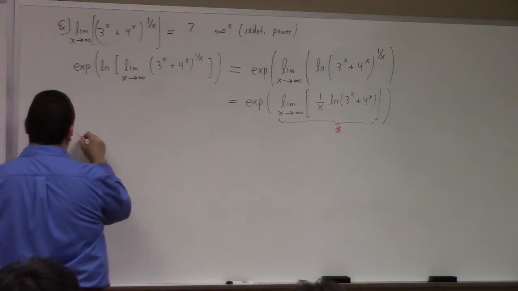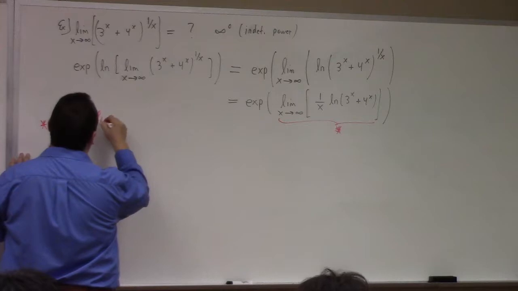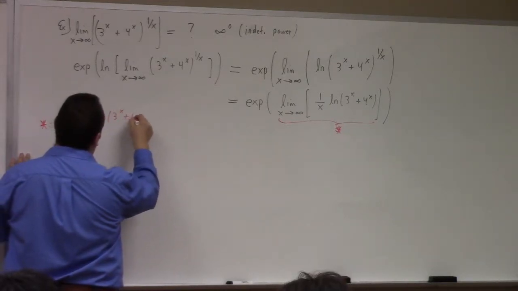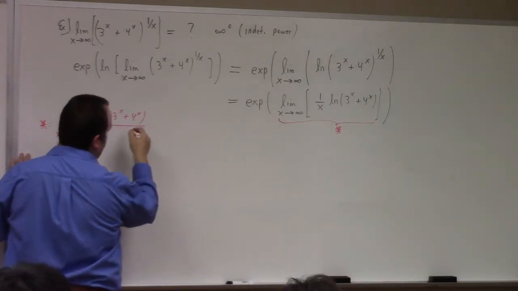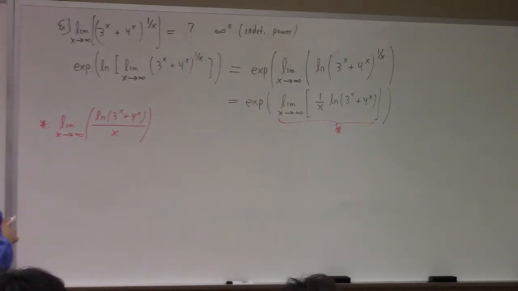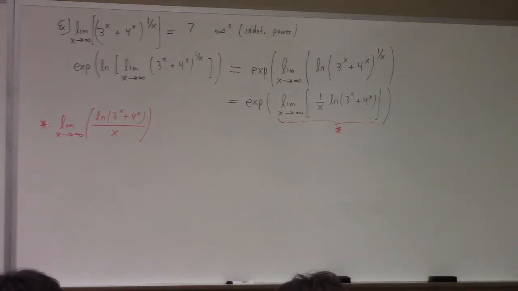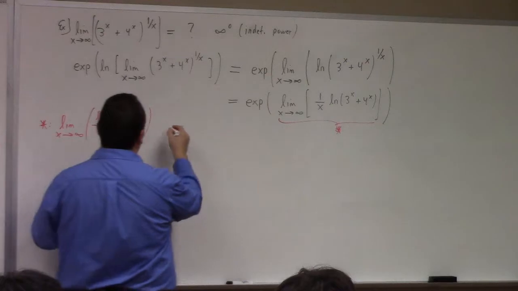Limit as x goes to infinity of log of 3 to the x plus 4 to the x, divided by x. Hey, that looks like a job for Mr. L'Hopital. Yes, because we have infinity upstairs, we got infinity downstairs in the limit, right? Infinity over infinity. We can use L'Hopital's rule.